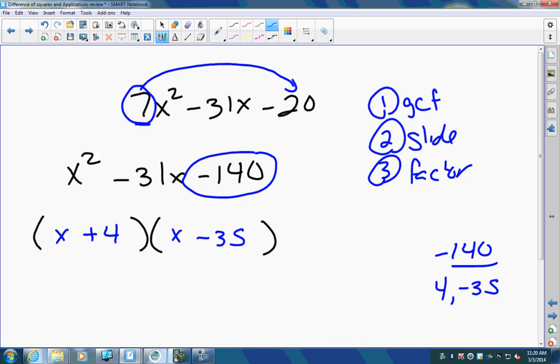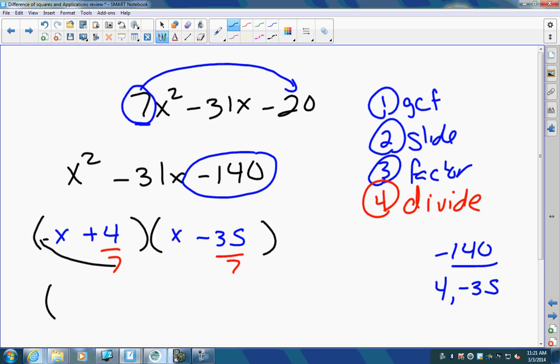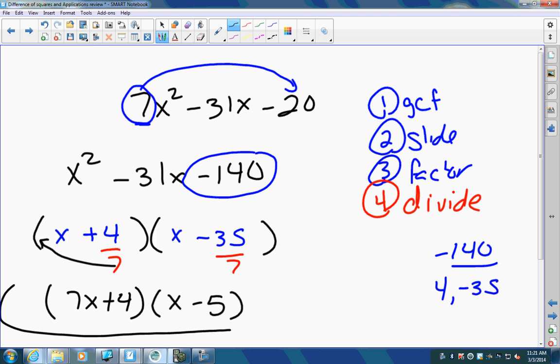Now, the next thing, if you slide, you have to divide. I divide by that number I slid, so I have to divide by 7. That 4 divided by 7, does that go in evenly? No, so I'm going to bring it over here. I've got 7x plus 4. Now, what's 35 divided by 7? 5, so it's x minus 5. There's your answer right here.